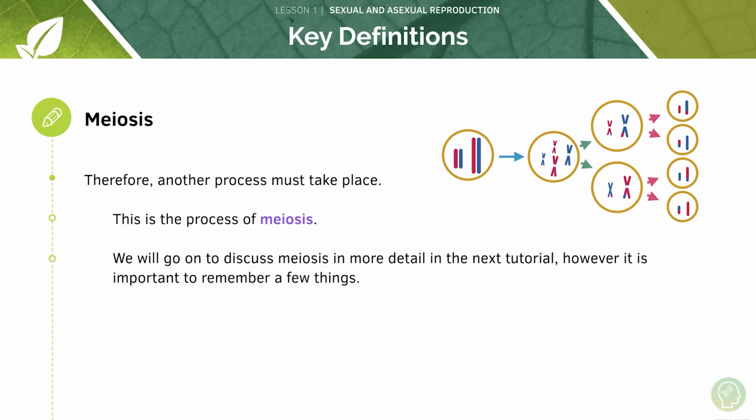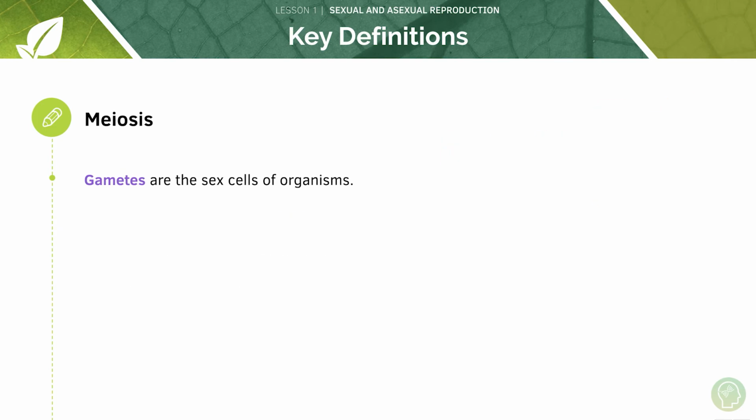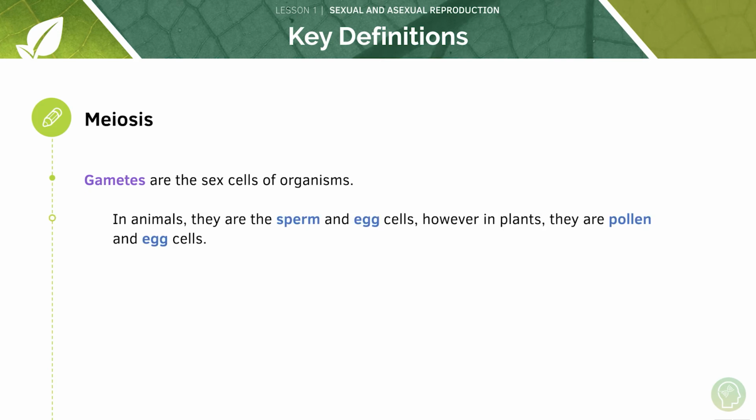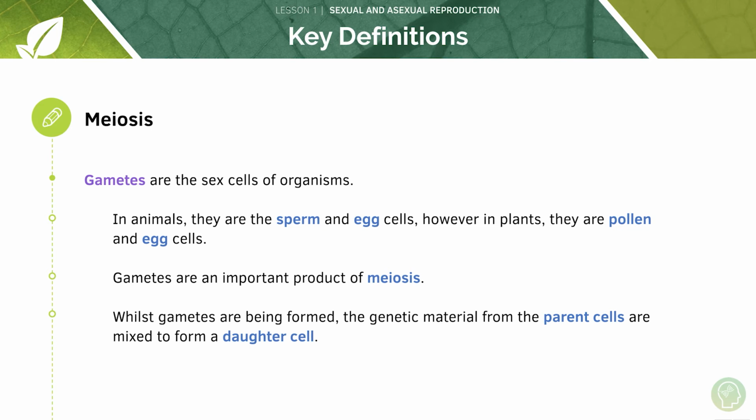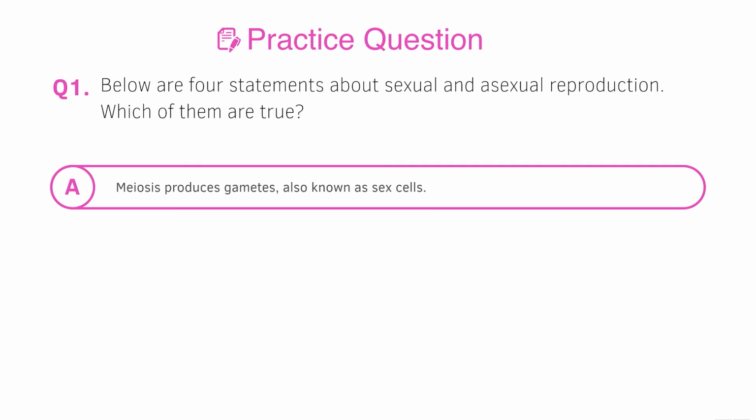So we'll go on to discuss meiosis in more detail in the next tutorial, but it's important to remember a few things. So I want you to remember that gametes are the sex cells of organisms, so we refer to the sex cells of organisms as gametes. In animals, our gametes are sperm and egg cells. However, in plants, they are pollen and egg cells. Gametes are an important product of meiosis. And whilst gametes are being formed, the genetic material from the parent cells are mixed to form a daughter cell. So we'll go into this in much more detail in the next tutorial, so don't worry for now. These are kind of like the basic informative statements that you need for the next tutorial.